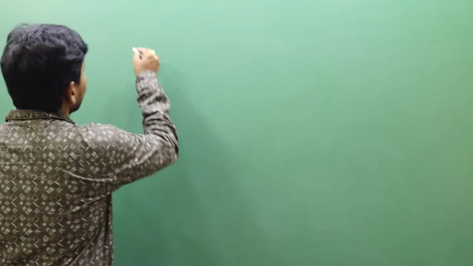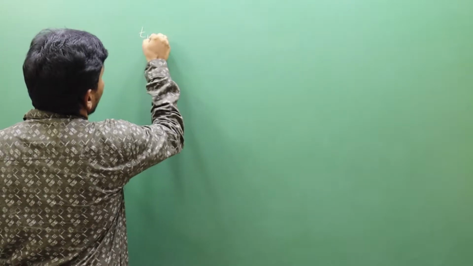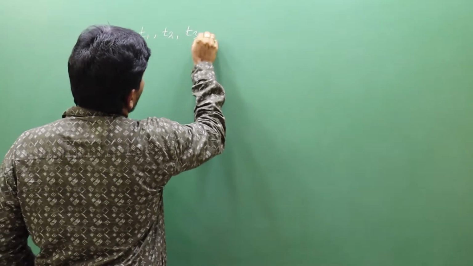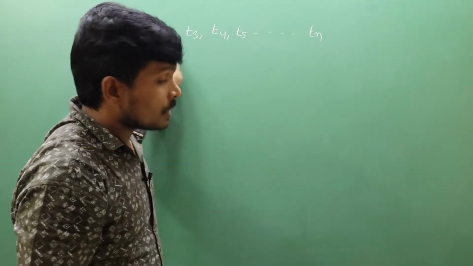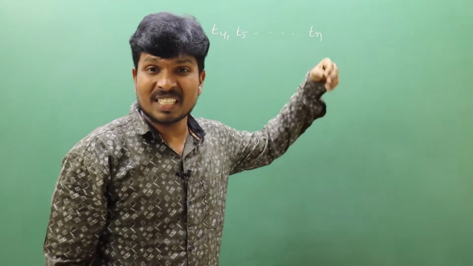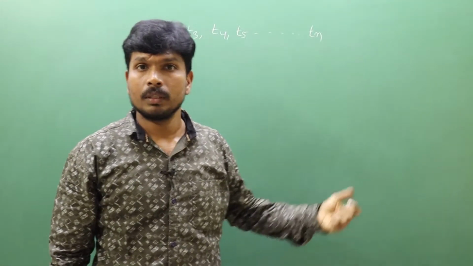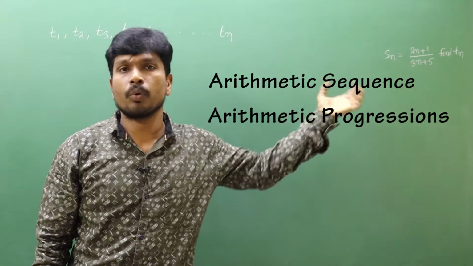Next one, arithmetic sequence. If a sequence is said to be an arithmetic sequence, the common difference of two successive terms must be equal. Observe here, I am taking some terms in the sequence. The terms in the sequence are T1, T2, T3, T4, T5, and so on, Tn. This sequence is said to be an arithmetic sequence. You have one more term, arithmetic progression.